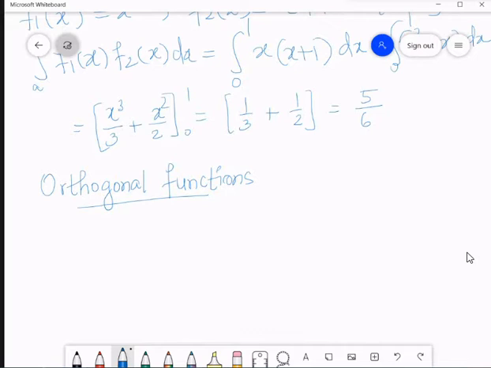Okay, tell me what do we mean by orthogonal functions? We'll just try to understand. What do you think should be orthogonal functions? When we had two vectors and their dot product came to be zero, that is the concept available for vectors. Now we want to extend it to functions.